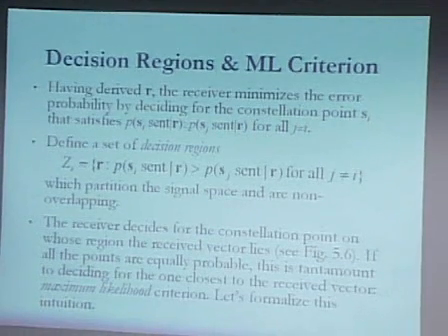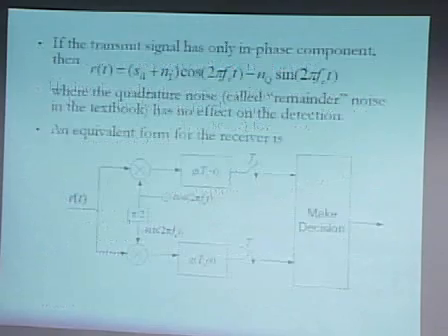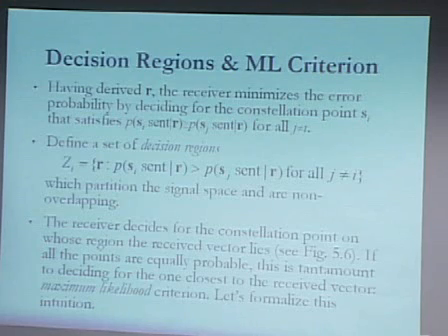Now we have derived the received vector R, which is the transmit vector plus a noise vector. And the receiver, so this box that says make decision, has to decide which of the constellation points was actually sent. And it has to do so in order to minimize the error probability. So we want to do the following. We want to decide for the constellation point S sub i that satisfies this condition.